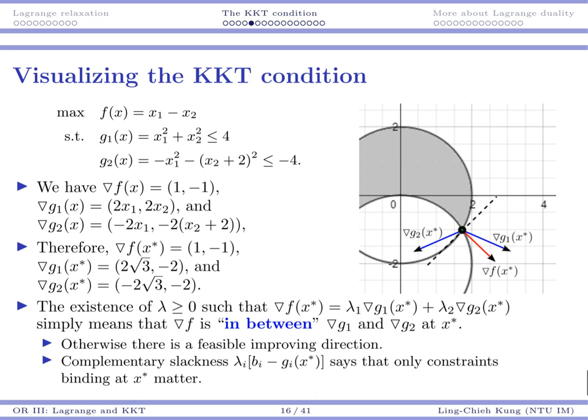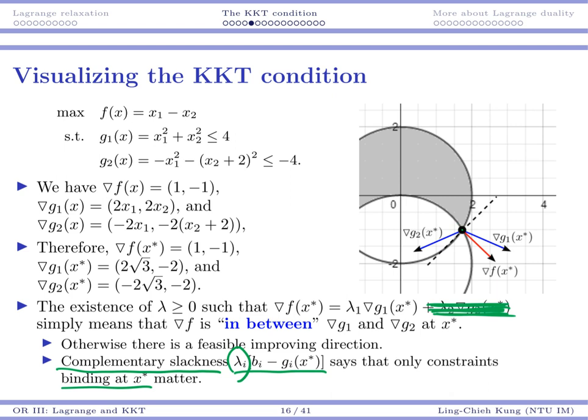So the last thing is the complementary slackness. Complementary slackness simply tells us that only those constraints binding at x star matter. So if you have a constraint that is non-binding at x star, then your lambda would be 0. If lambda is 0, then that term is taken away, and you don't really care about the gradient of that constraint because it's not binding, so it's useless in some sense.